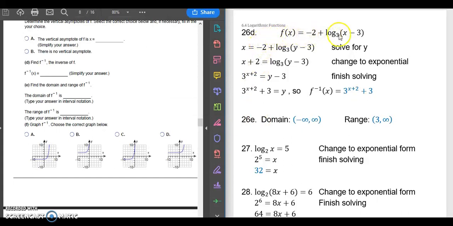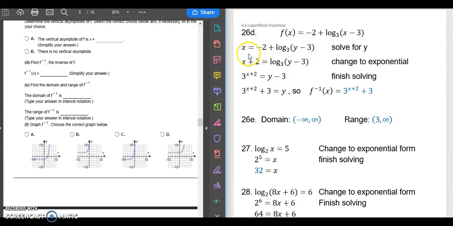So we started out with a logarithmic equation. Remember, we take the f of x out, we put y in there for it, and then we would swap x and y. So in this case, now we're going to have x equals -2 plus log base 3 of y minus 3. The x and y's have been swapped. So now we're solving for y. So we need to get the logarithmic expression isolated first.